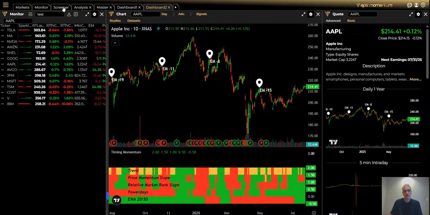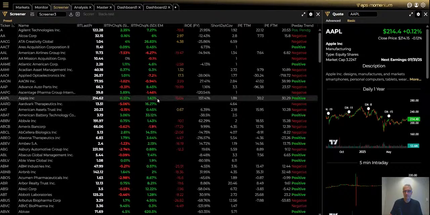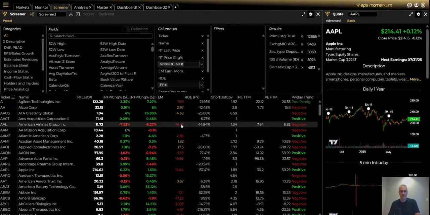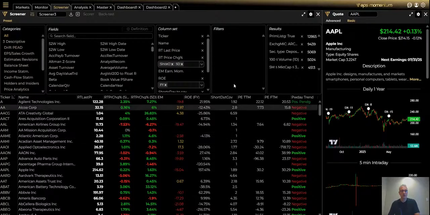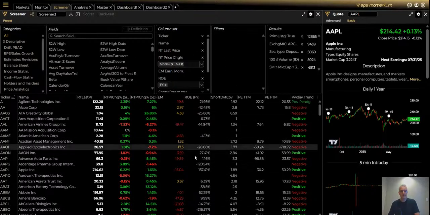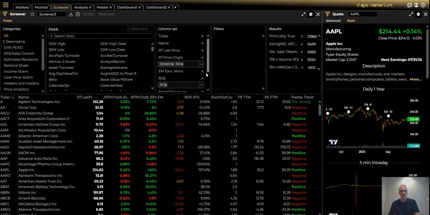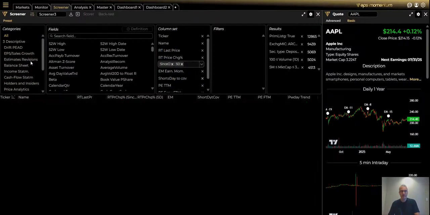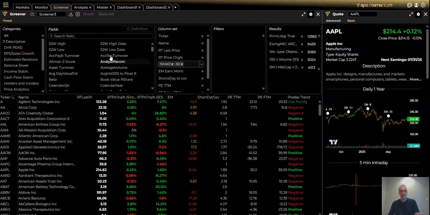Now I want to go to a screener. So on the screener, it works the same way. Again, very, very powerful tool here. You will start with a screener full of columns, which you can quickly delete if you want. So if you want to delete, I don't know, the ROE or anything. So there's 5 parts: category, field, columns, filter, and results. So categories, easy. So balance sheet, income statement, price analytics, and so on.